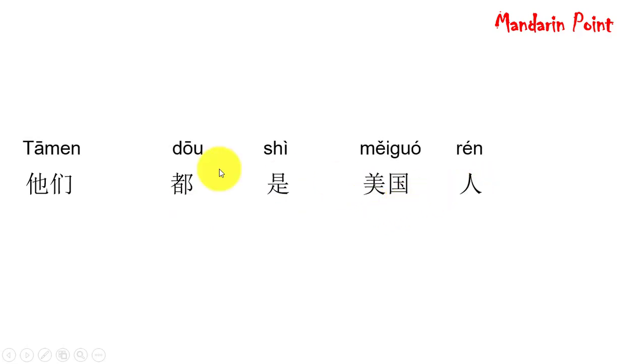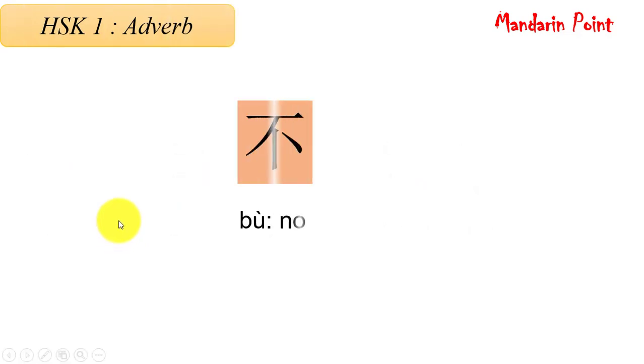Let's find it in example sentence. 他们都是美国人。They all are American people. The next adverb is 不 meaning no. Let's find it in example sentence.